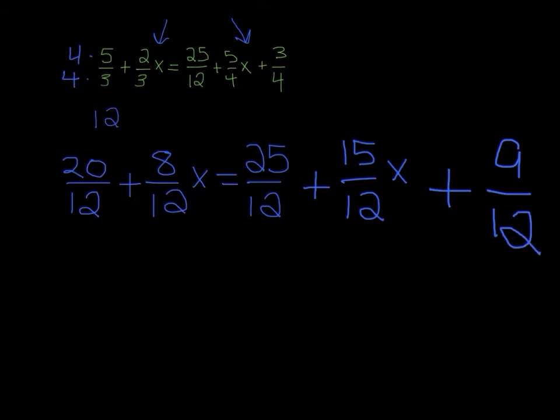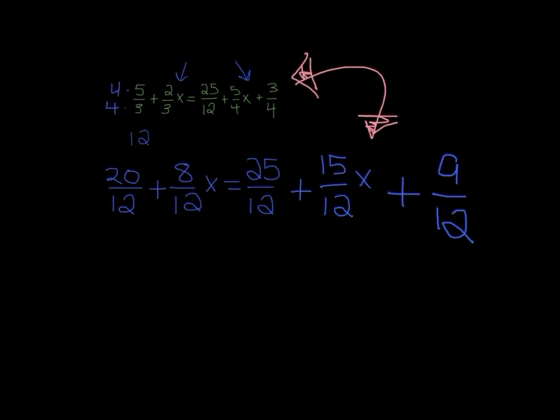So all that we've done so far, we've gone from this equation up here to this equation down here. And I haven't really changed anything. I've simply rewritten it in a different way. So these are completely equivalent to each other. The only thing that's different is that every fraction in this second equation has a 12 in the denominator.